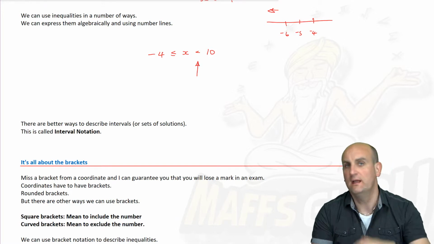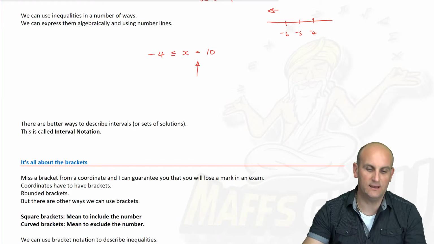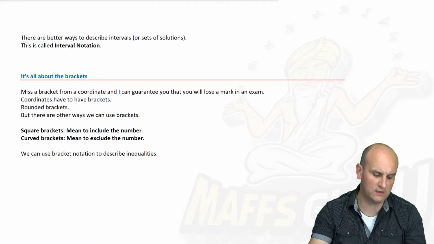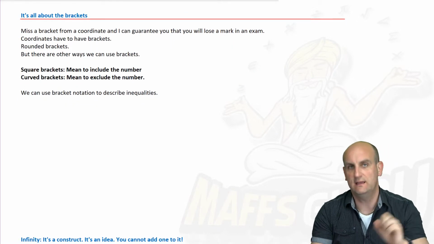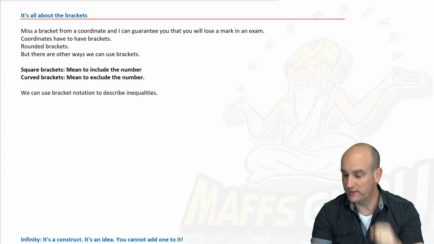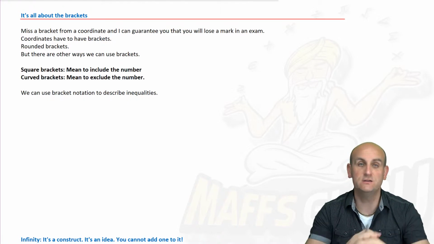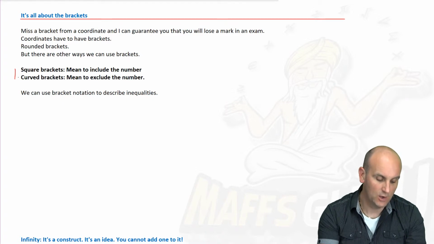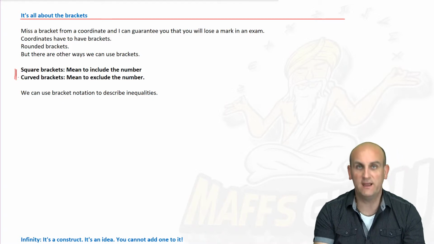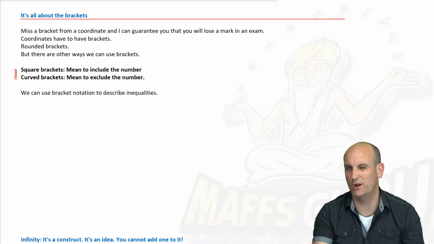Now, I don't know about you, but inequalities confuse everybody, and people go, no, don't like it, don't want to do it. And so we come up with something called interval notation. This is really, really important. We are going to use this throughout the rest of the course. And so the thing to notice is we are going to use square brackets to include a number. We are going to use curved brackets to mean up to, but not including that number.